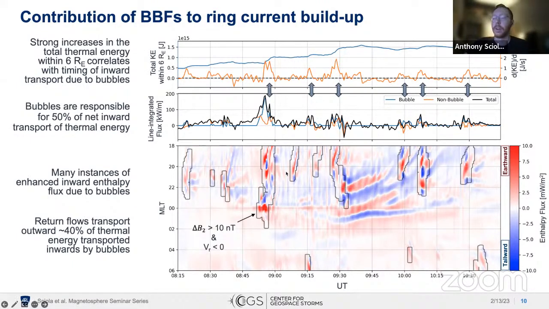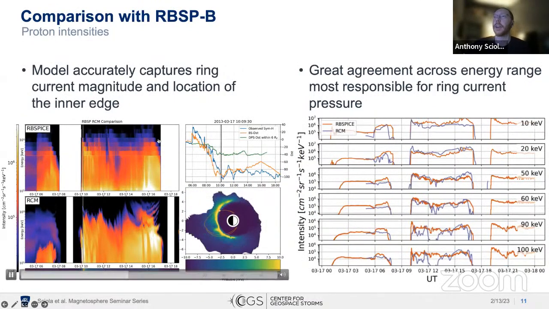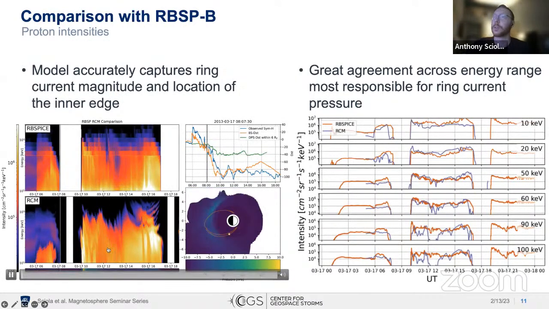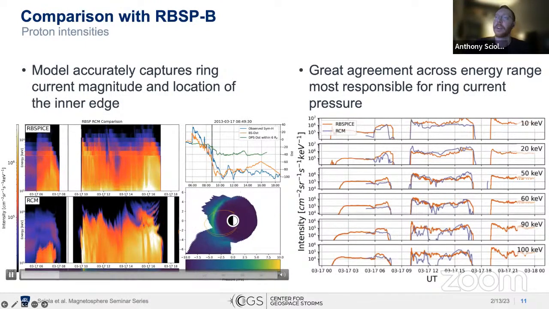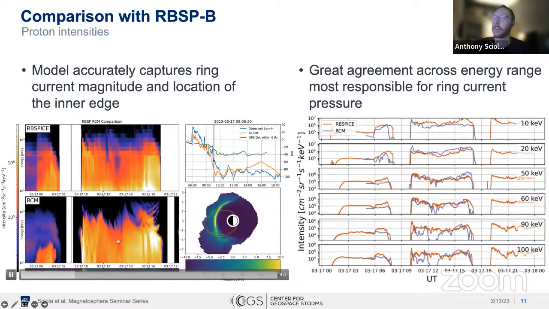Okay, so now we're going to move on to looking at the evolution of the energy spectra. And we'll start that by looking at a data model comparison between RBSP-B and RCM along the virtual spacecraft trajectory. On the left here, I'm showing the energy spectra of proton intensities between 10 and 200 keV. On the top is from the instrument RBSpice. On the bottom is RCM along the same track.